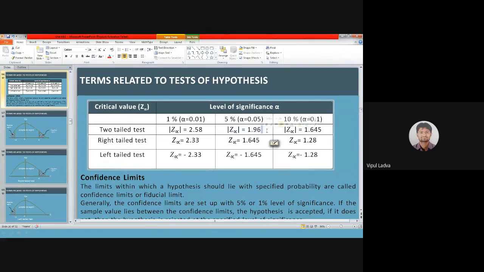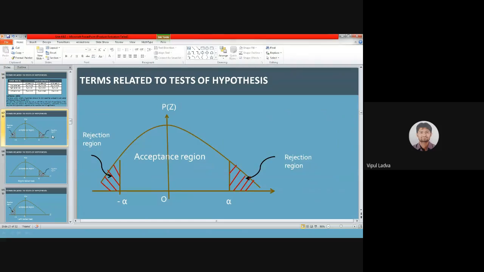In a similar fashion, you can identify 2.58 as well as 1.645. You can easily identify that 1.645 and 2.58. Are we good with this? So hopefully you guys are clear with कैसे टू टेल टेस्ट और सिंगल टेल टेस्ट में हम वो z अल्फा, दैट मींस क्रिटिकल वैल्यू निकाल सकते हैं.